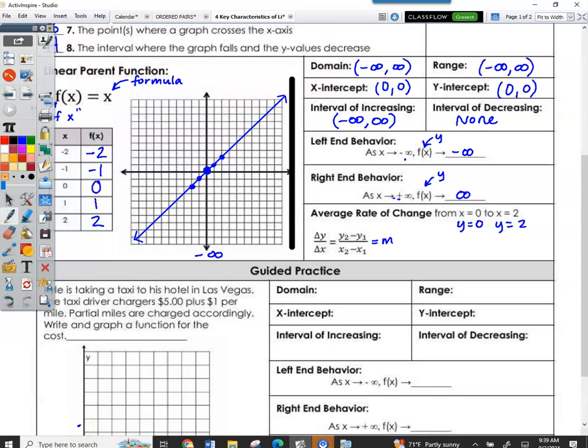You remember how to do this? You're going to plug it in. You're subtracting your y's over subtracting your x's in the same order. So if I do 2 minus 0 on the top, I have to do 2 minus 0 on the bottom. I get 2 over 2, which is what? 1. So the average rate of change is 1.